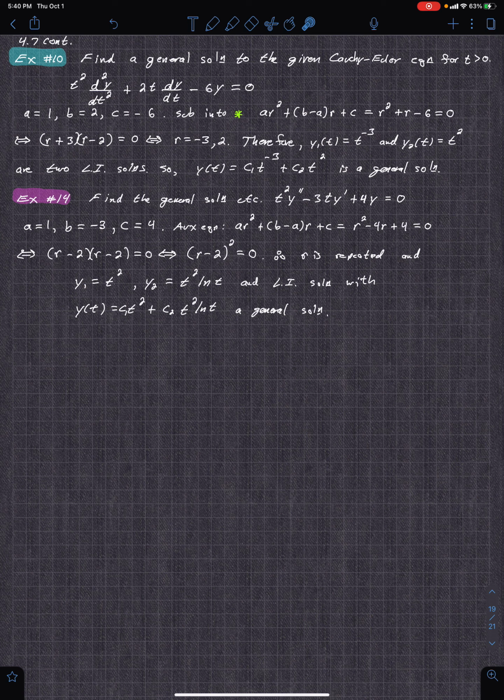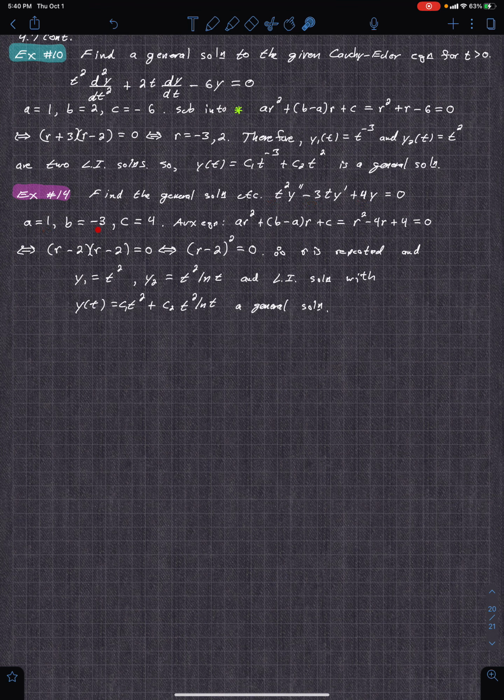Find the general solution to this. So you read off your A, B, and your C. A is 1, -3, 4. Substitute into the auxiliary equation. Right, so you get -3 minus 1 is -4, right? Just add it up. And then C is 4. And this time, this is the two repeated roots, or double root. So your double root is 2.